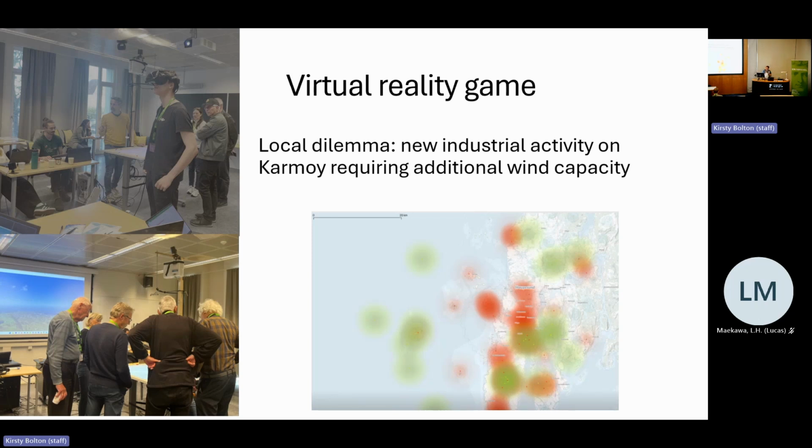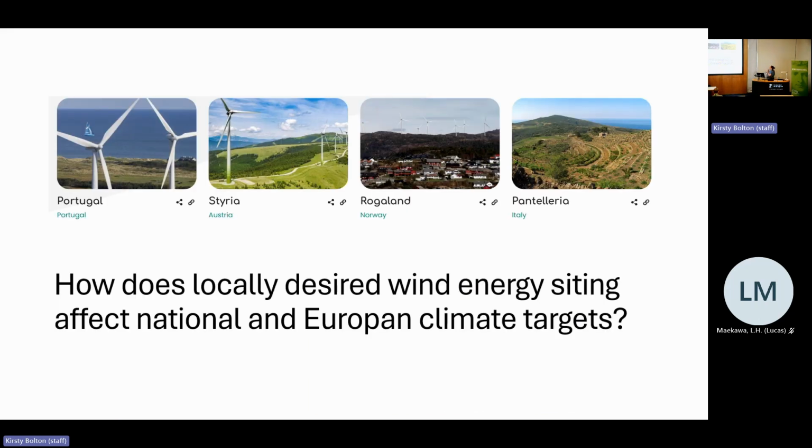And we've run these workshops across 4 case studies in Italy, Austria, Norway, and Portugal. So we run the same 3D visualization game across those 4 case studies. And we're currently looking at what would actually happen if we design our future energy system based on what people locally desire. So we're developing scenarios based on what we found in these workshops.